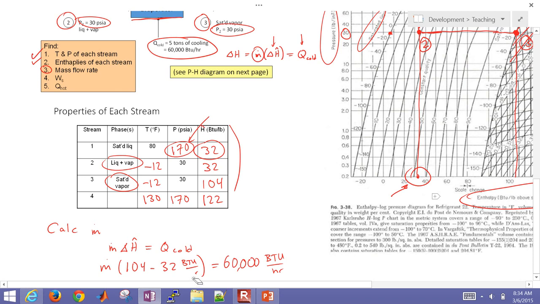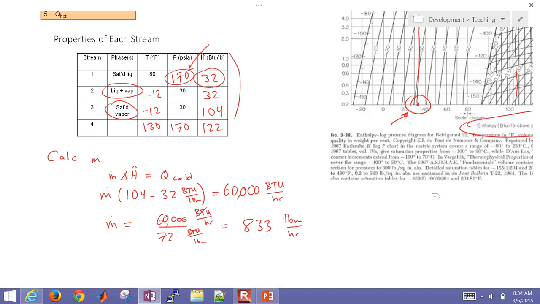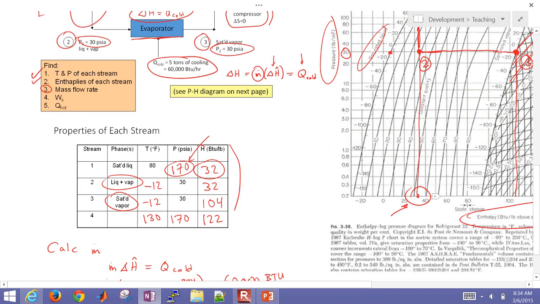Okay, so actually this was not per hour, that was per pound mass. Okay, so if we divide this over, then m dot is going to be 60,000 divided by 72. Okay, and that's BTUs per pound mass, and that's BTUs per hour. And so BTUs are going to cancel, and that's going to be pound mass over hour, and that's going to be 833 pound mass per hour. Okay, so that's the flow rate of this R22 coolant as it circulates around in order to be able to get that much cooling. That's how much you have to boil per hour in the evaporator.